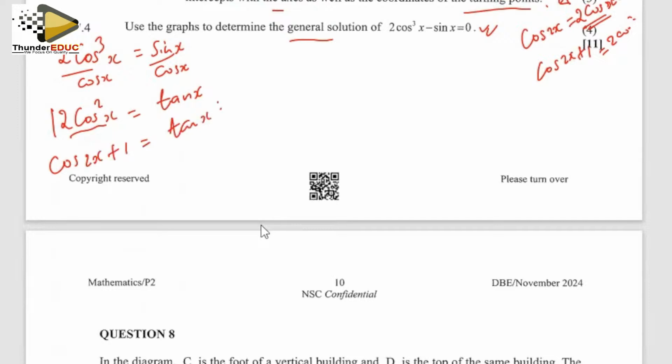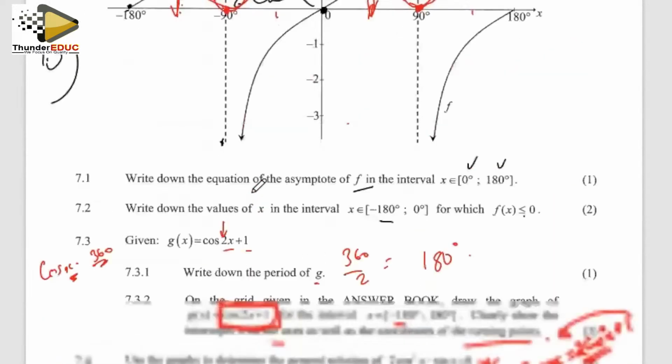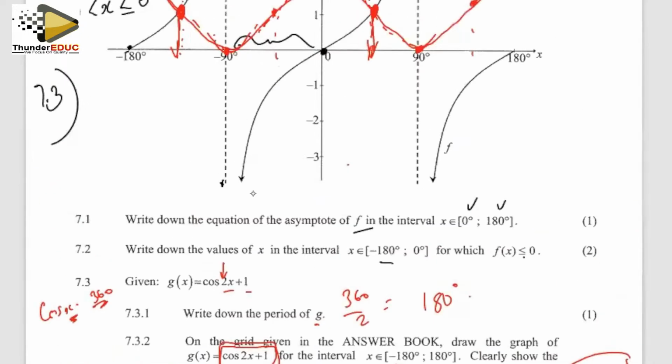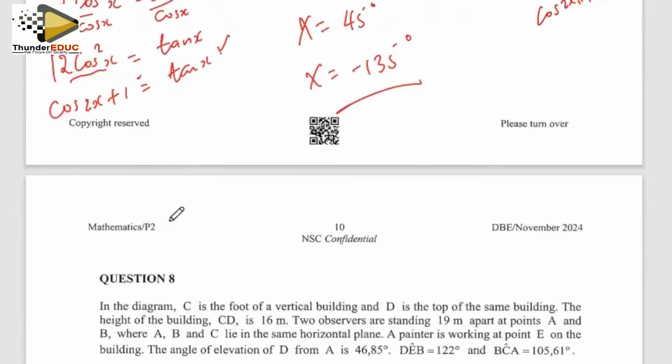Now we can see that f and g are equal. The point where f is equal to g, we see that it's between negative 180 and negative 90. With intervals of 45, this is 45, this is negative 135. So I'm going to say that x must be positive 45, and then x must be negative 135. All right, so that is question number 7.